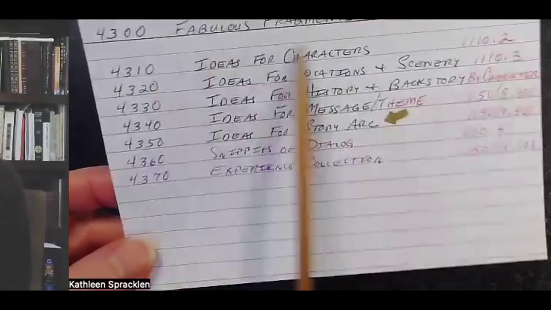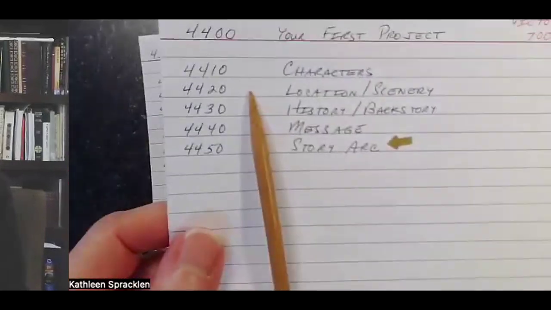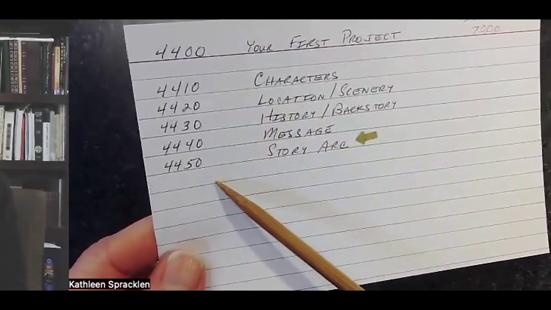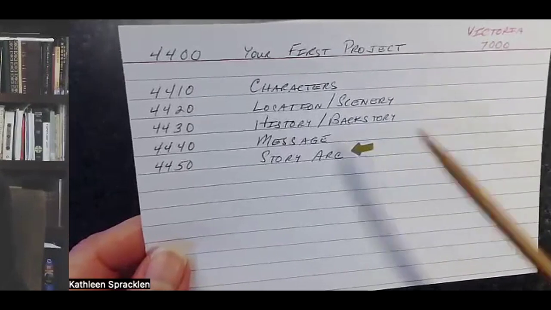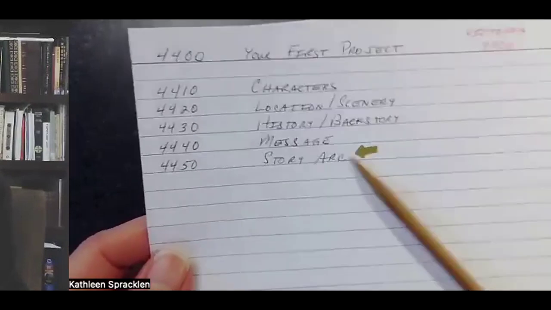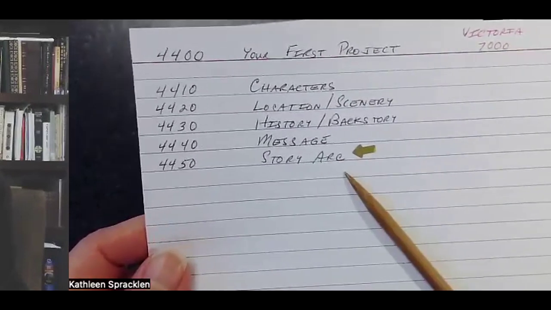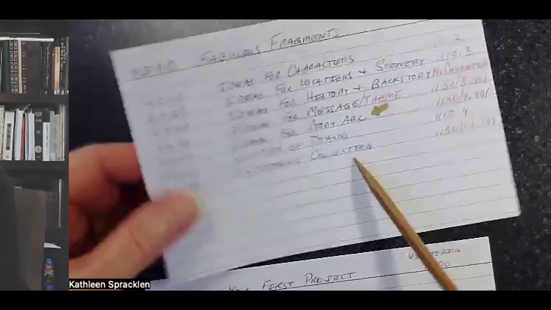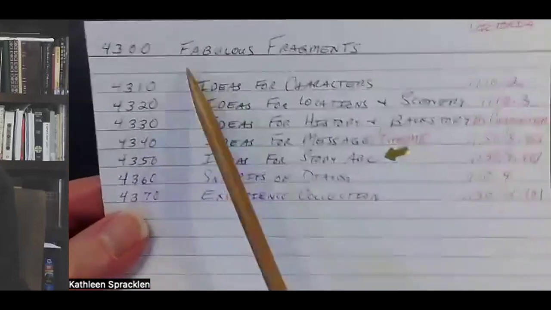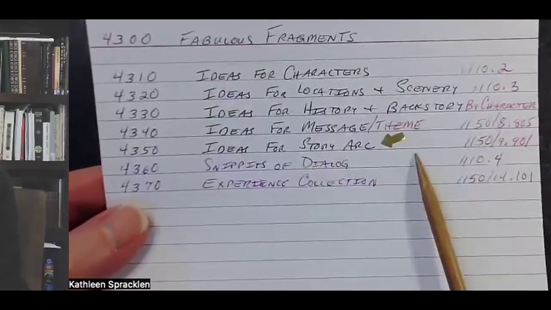So whether I'm dealing with Fabulous Fragments or with an actual project, I divide my story up by characters, locations, history or backstory, the message I'm trying to convey, and the story arc. That gold arrow there is because that's where I'm going to focus today. And the story arc pertains whether it's a fabulous fragment or your actual story.